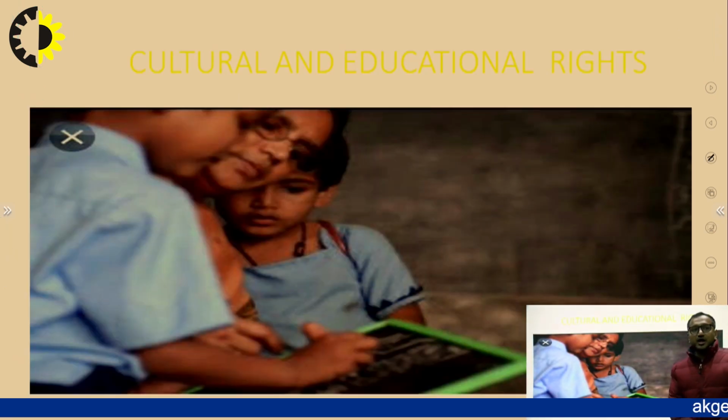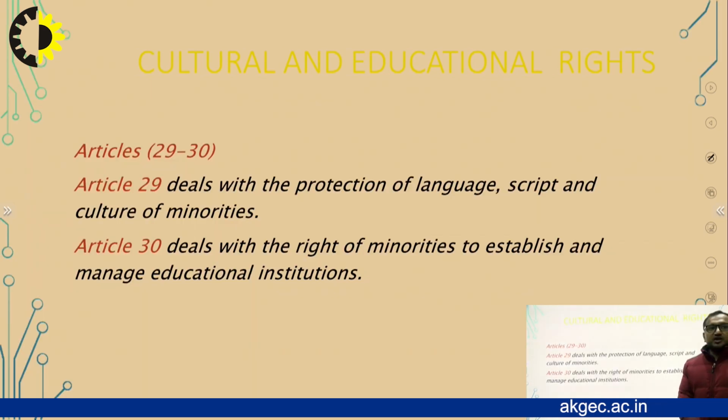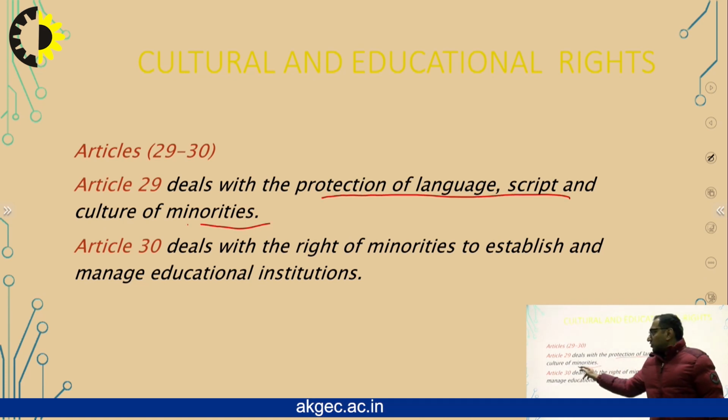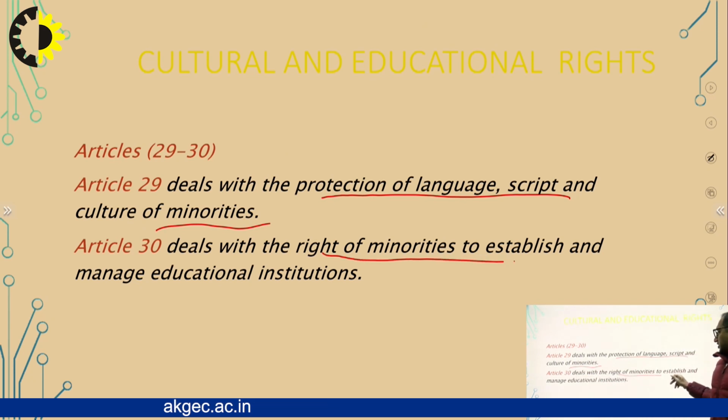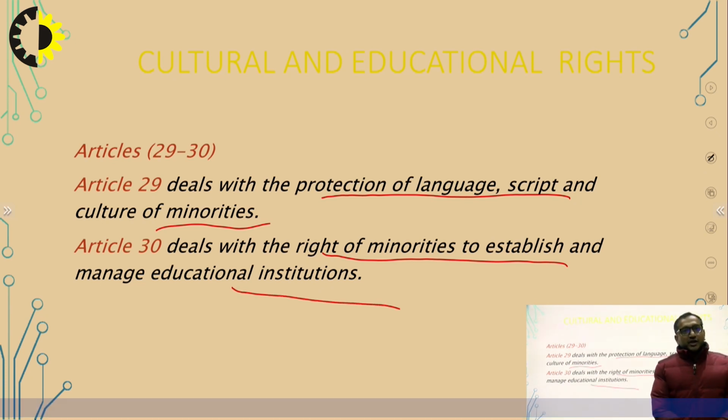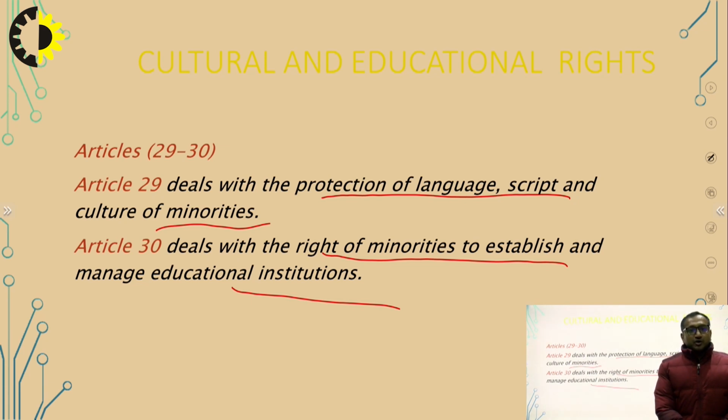Next is cultural and educational right. So it has been given in the Article 29 to 30. Article 29 deals with the protection of language, script and culture of minorities. Article 30 deals with the right of minorities to establish and manage educational institution. As we know, the literacy rate of our country is around 90%. And if we want our country to grow, every person, every child should get education at any cost. So this fundamental right gives opportunity to every student so that they can have education free of cost. In that education, there is also provision, the midday meals are provided, so the number of students coming to attend the schools can be increased.